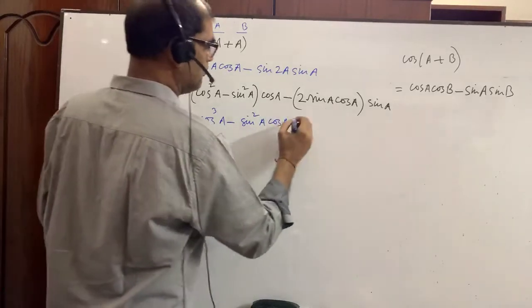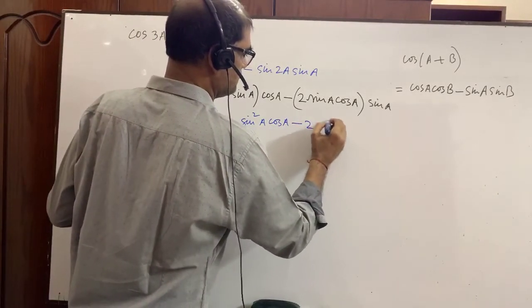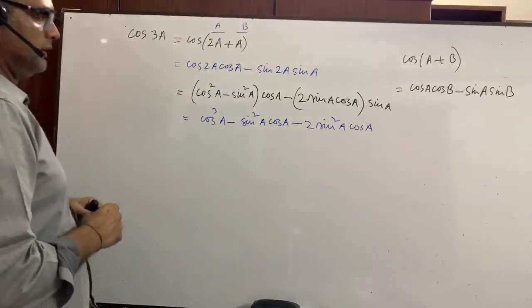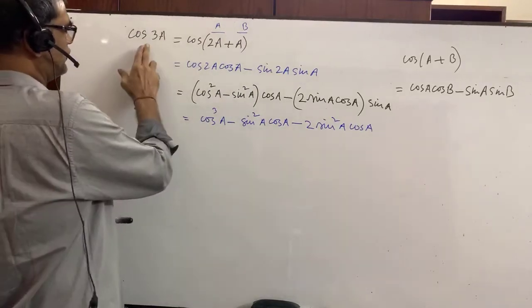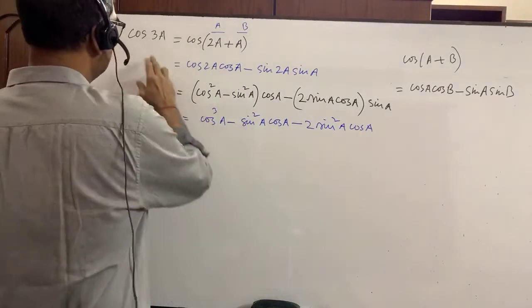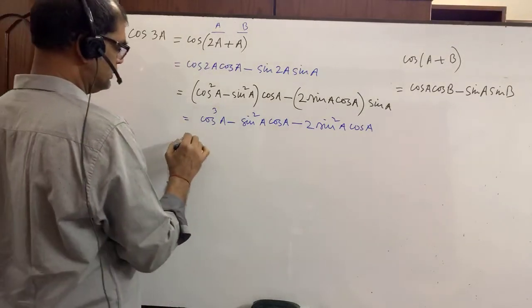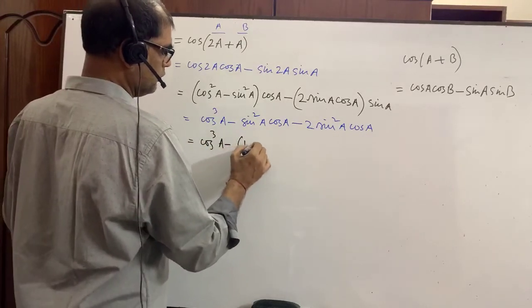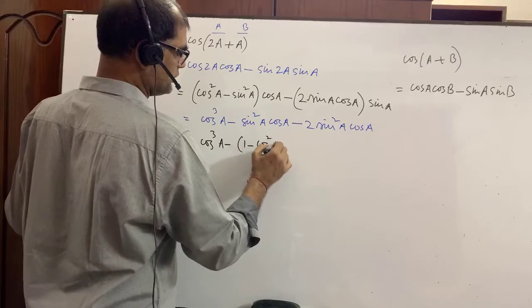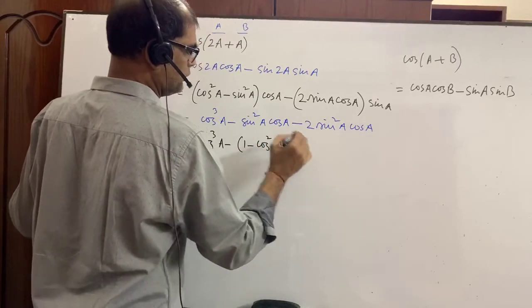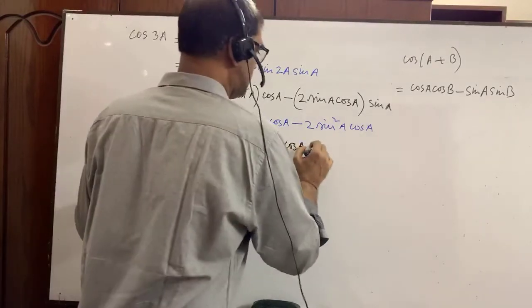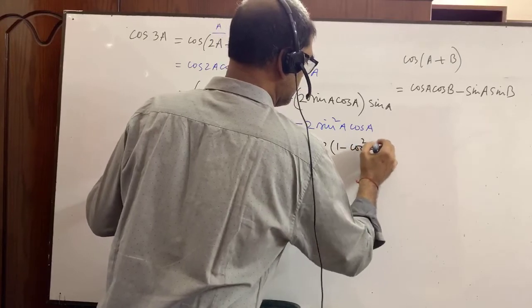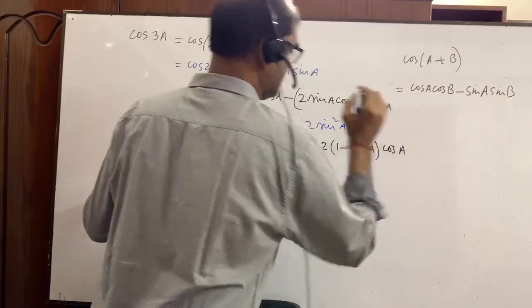minus 2 sin square a cosine a. Now this is cosine a, so I have to convert all sine into cosine. Then what will we do? You see, cos cube a minus (1 minus cos square a) into cos a, minus 2 (1 minus cos square a) into cosine a.